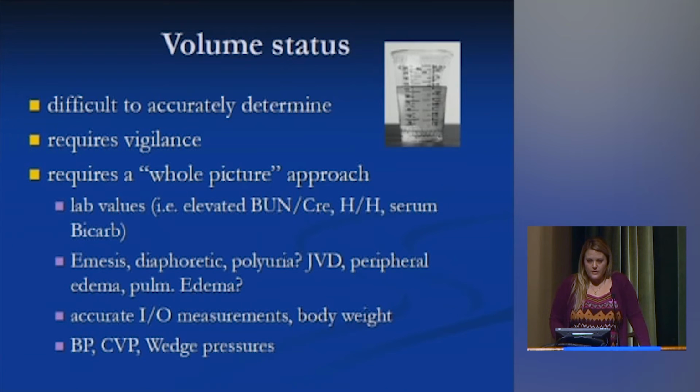Again, I can't stress that enough. It's difficult to accurately determine this in patients. It requires looking at the whole picture. You can look at other lab values, such as their BUN and their creatinine. Have they been vomiting? Do they have accurate I&O measurements, body weight? In the ICU setting, you can also look at blood pressure, CVP, and less frequently we use wedge pressures.